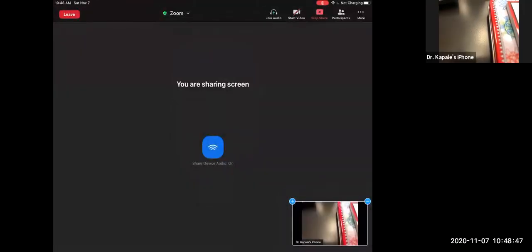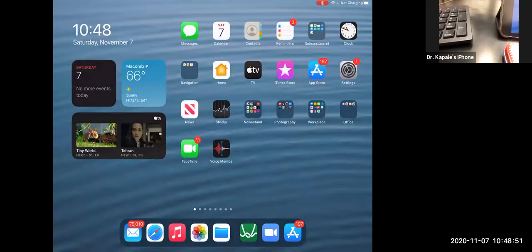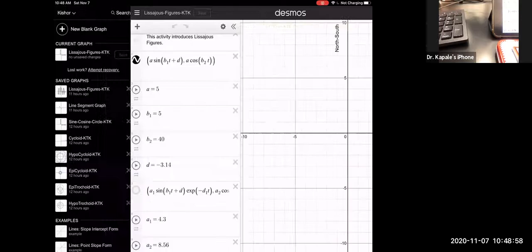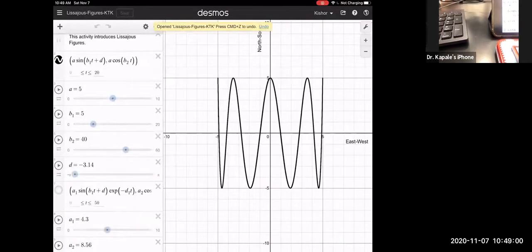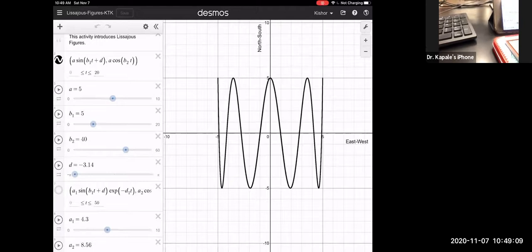Okay, very good. So you can see my iPad screen now, and I'm going to share the calculator with you. I have lots of these figures. So I have a graph here that allows manipulations of the Lissajous figures. So let's control the frequencies. Let's just control one of them.